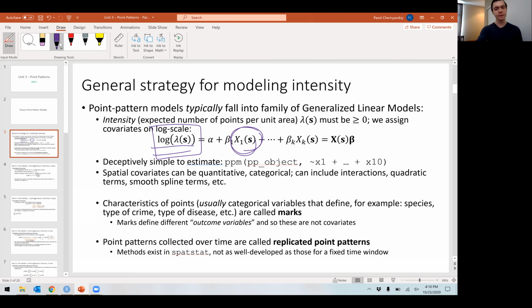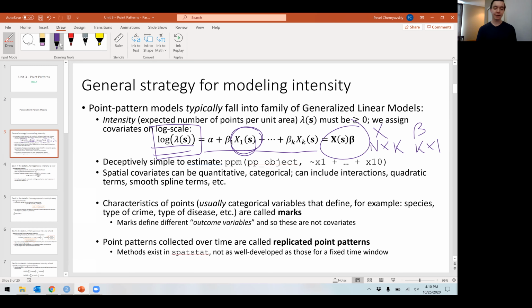Just a quick reminder that we can take this linear model and write it in terms of matrix notation. Matrix X is our design matrix. It's n by k, or n by p. Beta, which includes the intercept, is in this case a k by 1. So it's a column vector here.